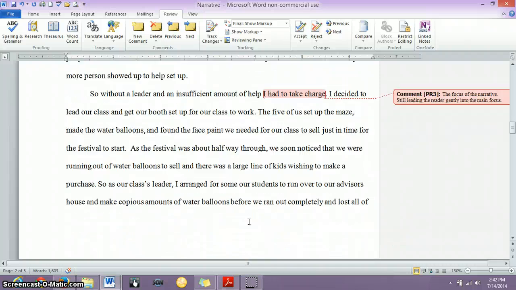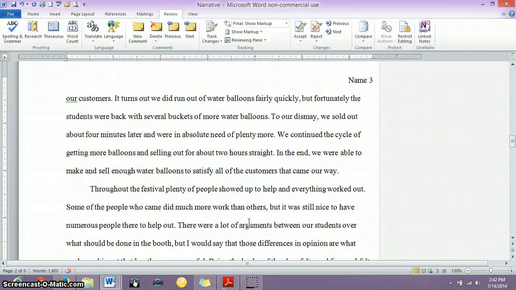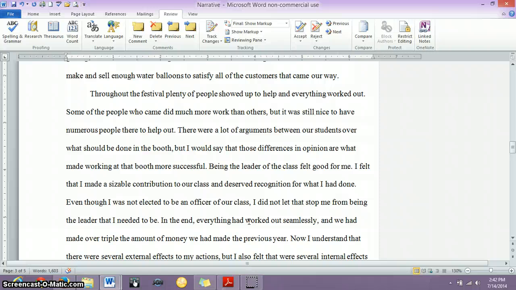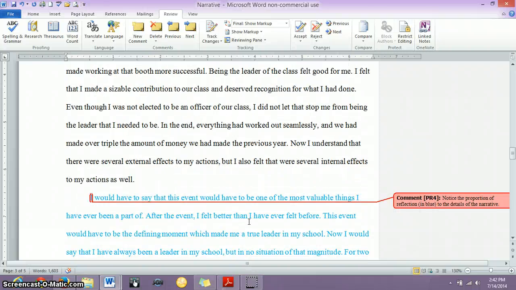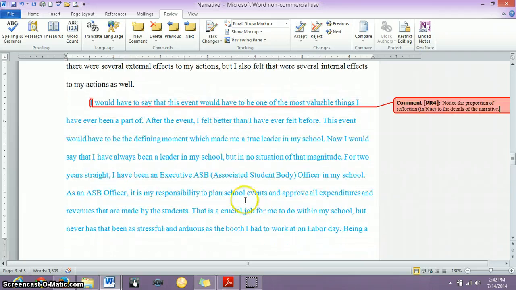The entire essay is focused on one main idea. It's focusing on one event and their reflection on that. It just moves chronologically from beginning to end. So again, in terms of a college essay, this is extremely effective. And then in blue here, I have highlighted the amount of reflection that they have in their essay, because you need to remember that your narrative is not just about a story. It has to have reflection in it.